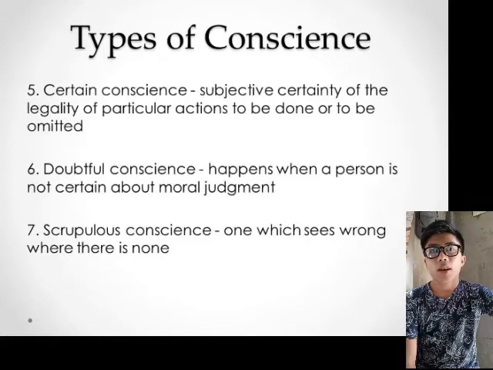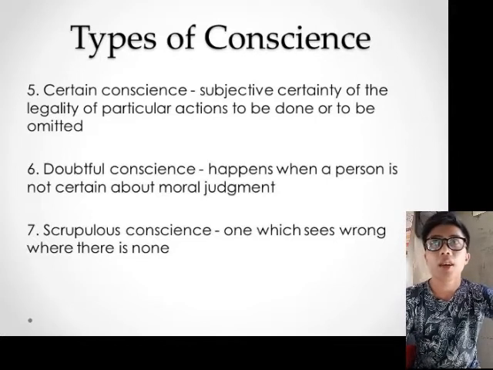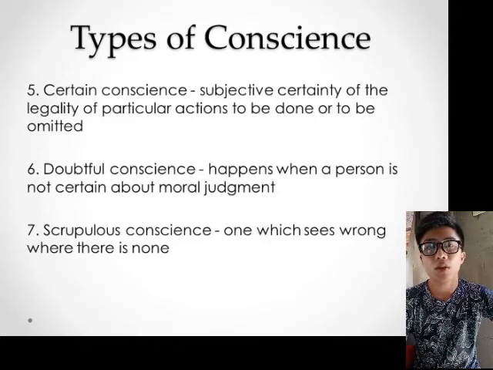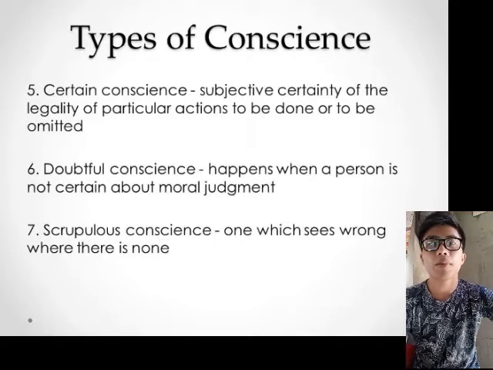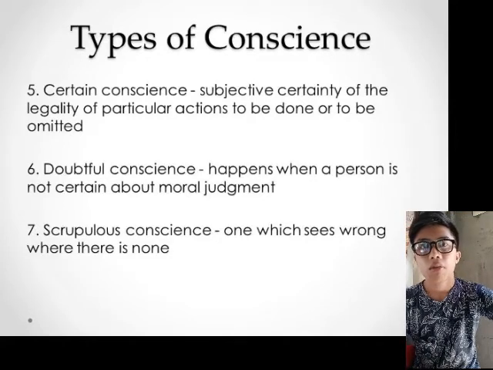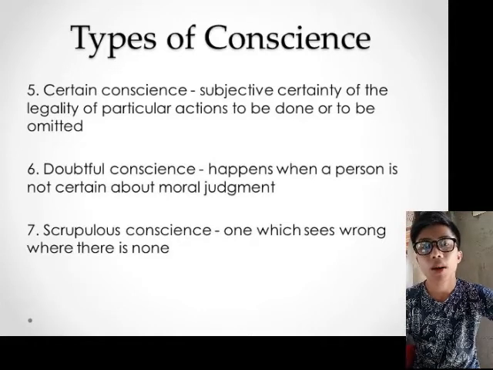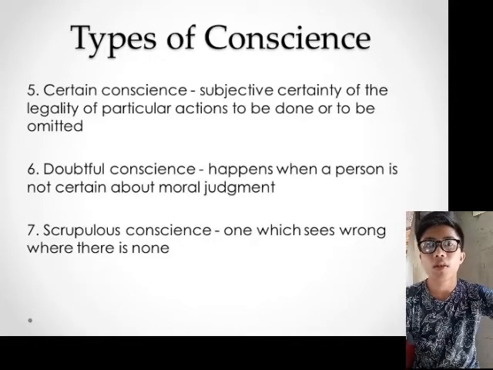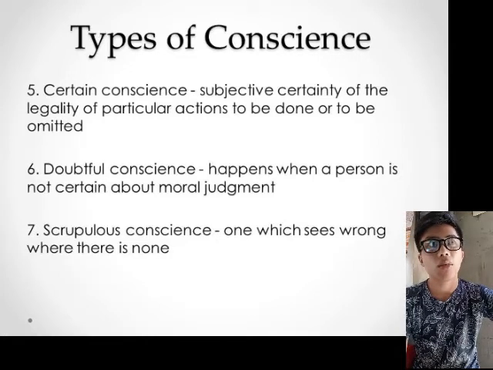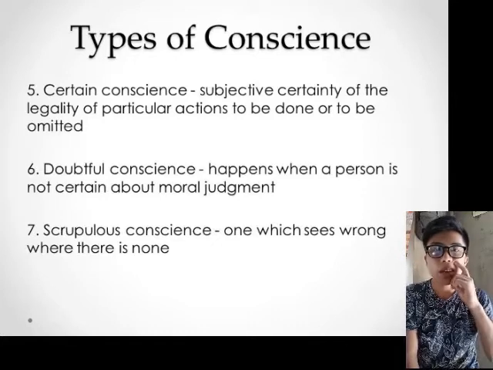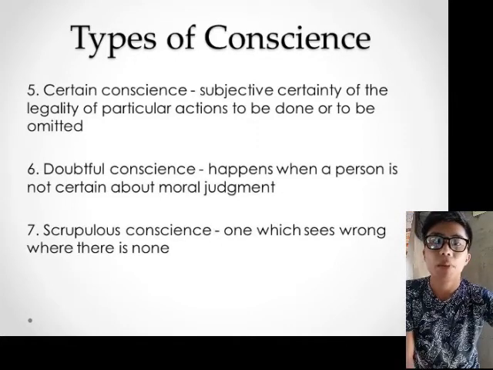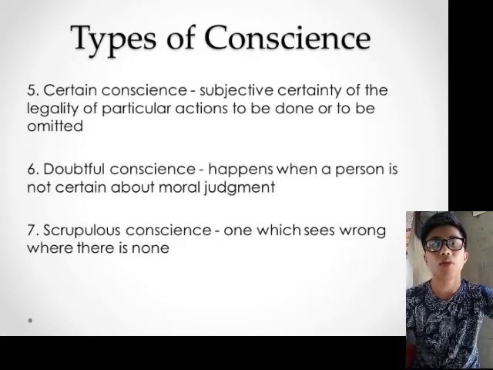And philosophers say that certain conscience is one that must be followed. Number 6, doubtful conscience happens when a person is not certain about a moral judgment. It is the conscience where we hesitate in deciding. Number 7, scrupulous conscience, one which sees wrong where there is none. It is the conscience where we become afraid that something will happen.